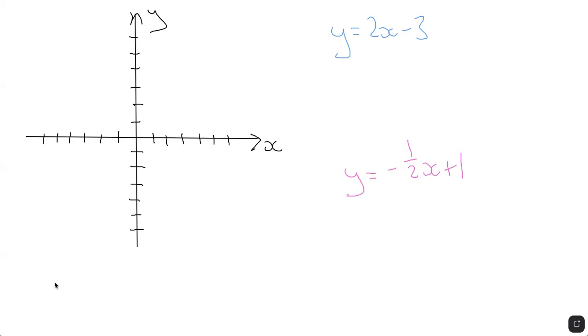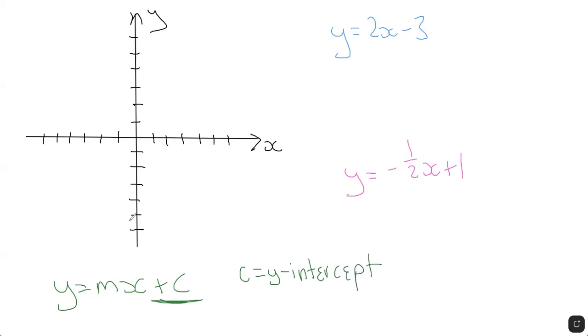What I'm just going to remind you of is this little formula. So y equals mx plus c. We need to know what m and c stand for. So remember that c is the y-intercept, which just means where does the graph cross the y-axis? And then m is the gradient or the slope. It's the same thing. What this is asking us is how steep is the graph? Remember, gradient measures steepness. So let's have a go at graphing the blue one.